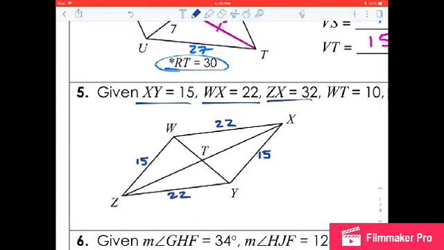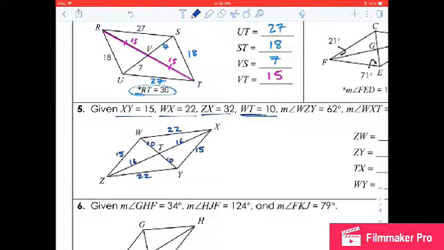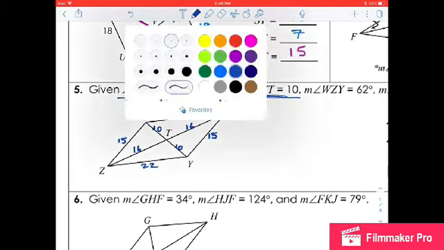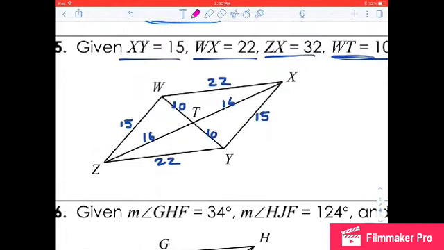And then ZX is this whole thing. And remember, the diagonals in a parallelogram bisect each other, so if that's 32, that makes this 16 and 16. And same thing here. WT is 10, which makes this other part of the diagonal 10. Okay. And then some angle things we're talking about is WZY. WZY is this whole thing, which is 62, and that makes this whole thing 62.